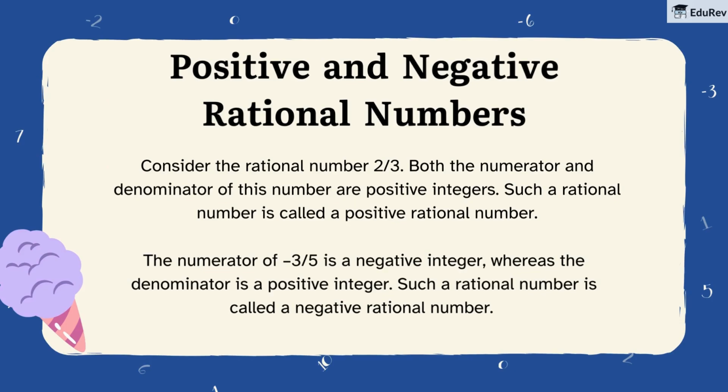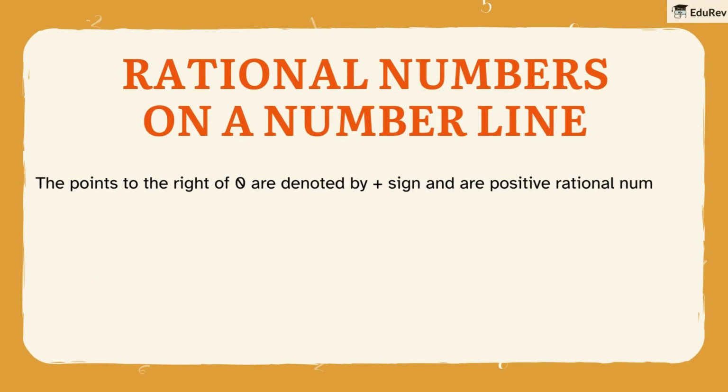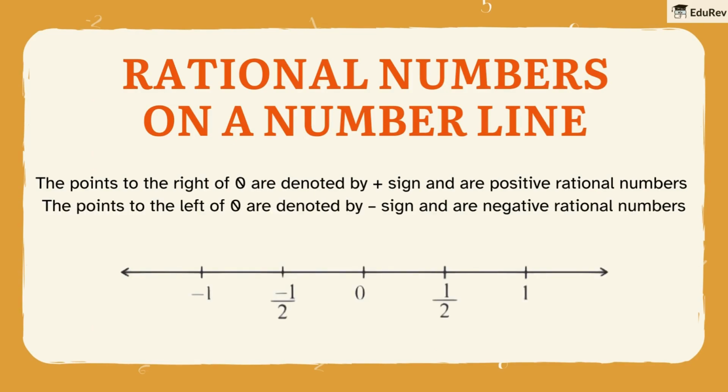Rational numbers also have a special property that they can be represented on a number line. The points to the right of 0 are denoted by positive sign and are positive rational numbers. The points to the left of 0 are denoted by negative sign and are negative rational numbers.